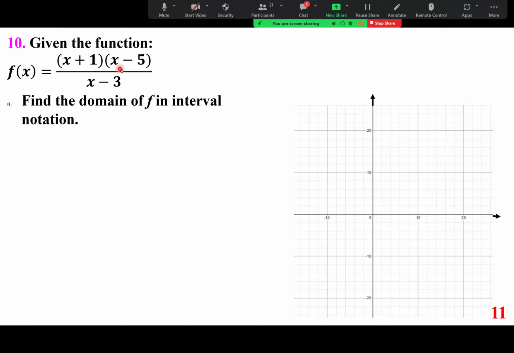Given the function, find the domain of f in interval notation. Well, remember, set the denominator equal to 0, x becomes 3, and exclude that. So x can be any number except 3. Minus infinity to 3, union 3 to infinity. It's very straightforward.